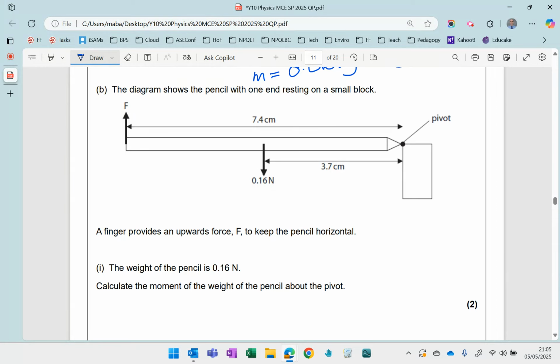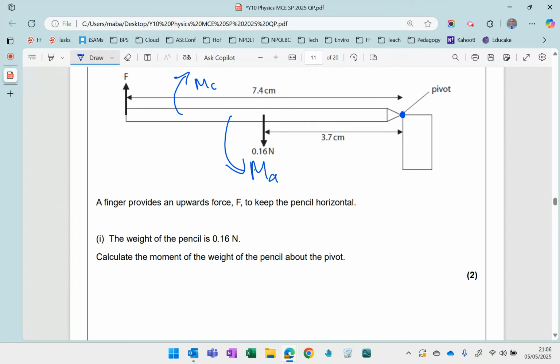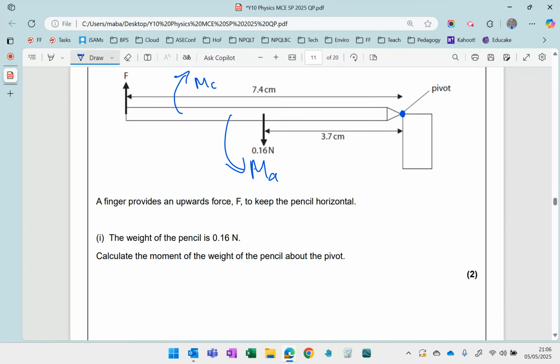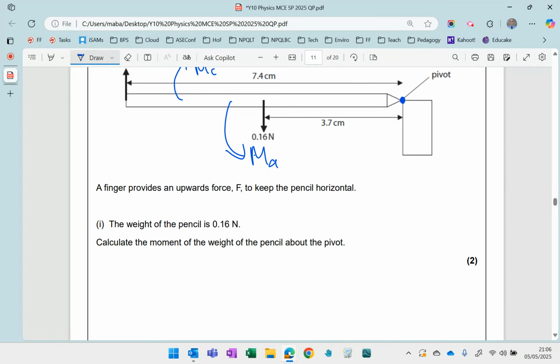So you can see here, we've got the pivot there. Okay, this force is trying to make it move anti-clockwise, to rotate anti-clockwise. So this is going to give us the anti-clockwise moment, and then this force here is trying to rotate it clockwise. So that's going to allow us to calculate the clockwise moment. So we've got the weight of the pencil, calculate the moment of the weight of the pencil about the pivot.